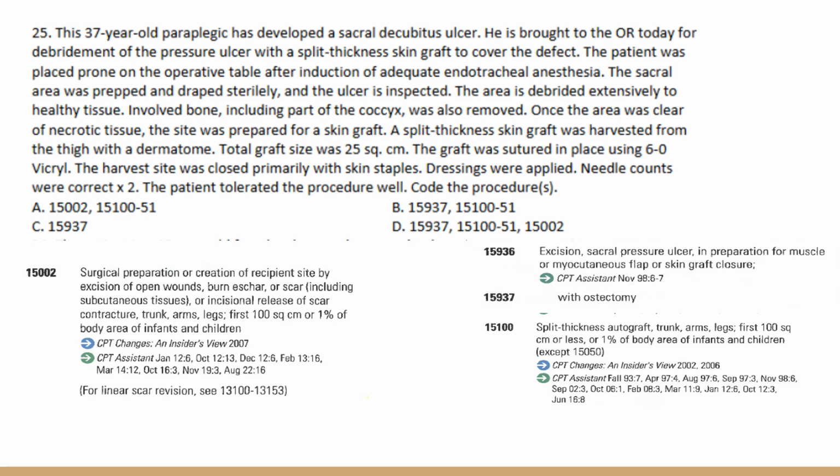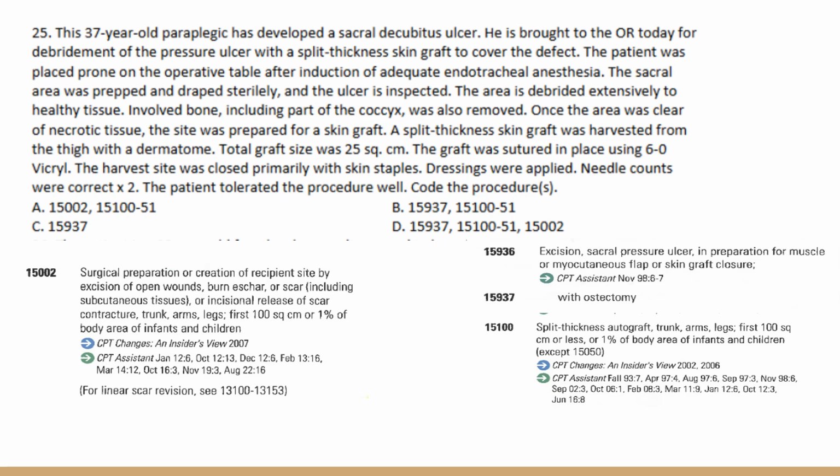Code the procedure. And now let us see what our options are. The first option is 15002 and 15100. This is the surgical preparation. Here the surgical preparation didn't happen, but they have done the excision of the ulcer. So 15002 will not be the right code, and it is followed by 15100, which is a split thickness graft. Definitely the split thickness graft is the important code that we are going to use.